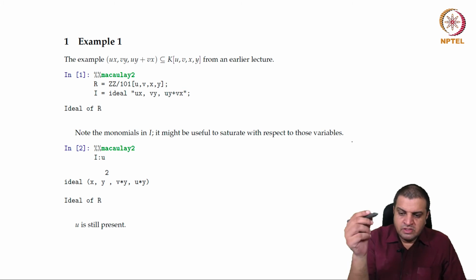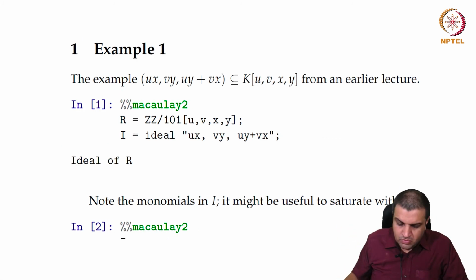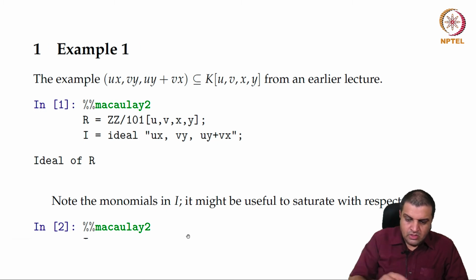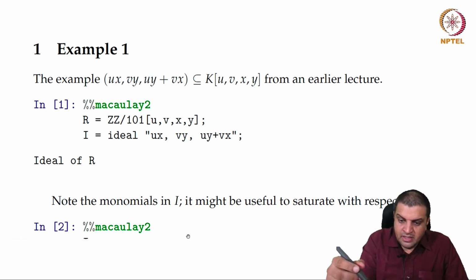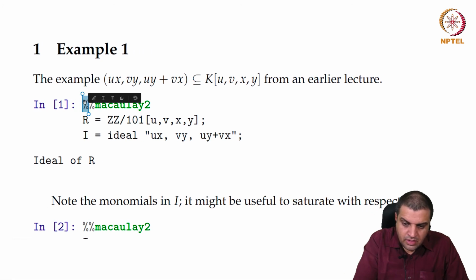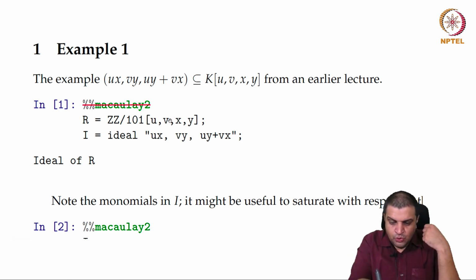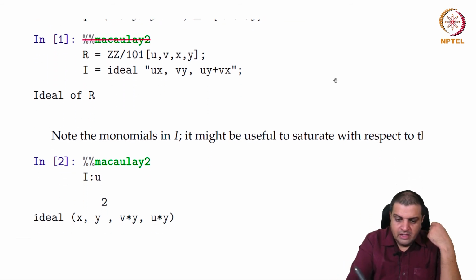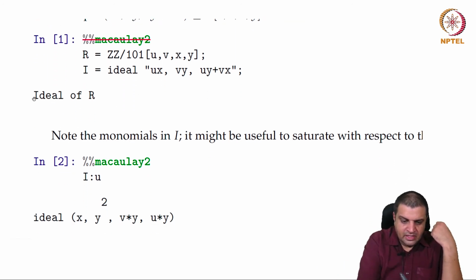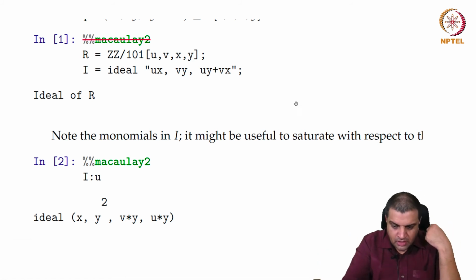So this is the example from an earlier lecture. We have a polynomial ring in 4 variables u, v, x, y, same thing as what we were discussing last time. An ideal in this, the output says it's an ideal. So these lines are output, the offset lines are input.